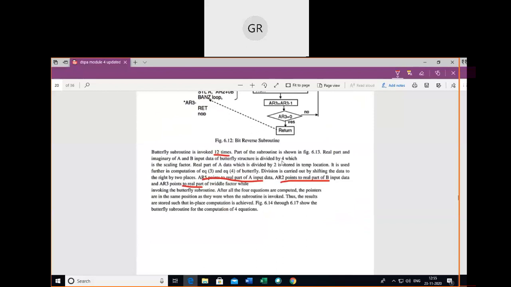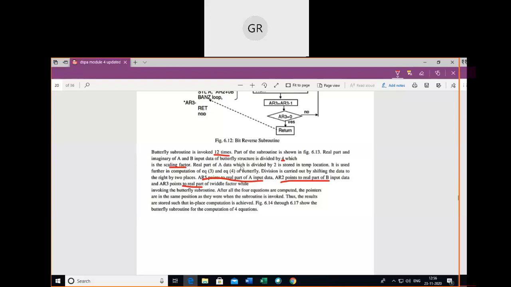Divided by 4, that means 1 divided by 4. 1 divided by 4 is the scaling factor, 0.25. He mentioned it here as the scaling factor. Next, the real part of A data, which is divided by 2, is stored in a temporary location. It is used further in the computation of equation 3 and equation 4 of the butterfly, the BR dash and BI dash equations.